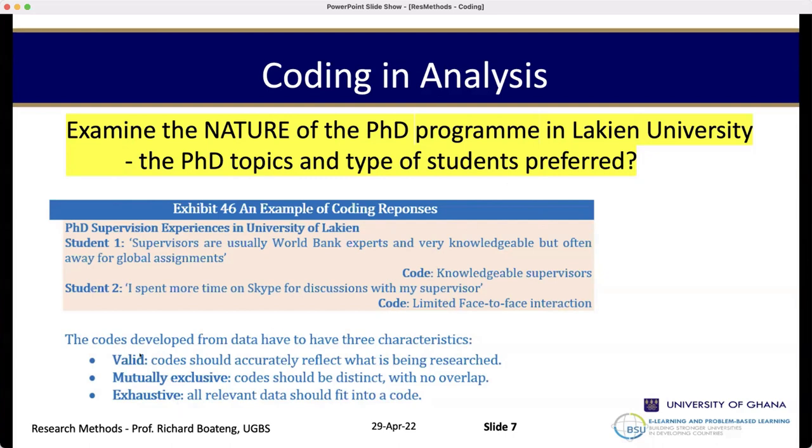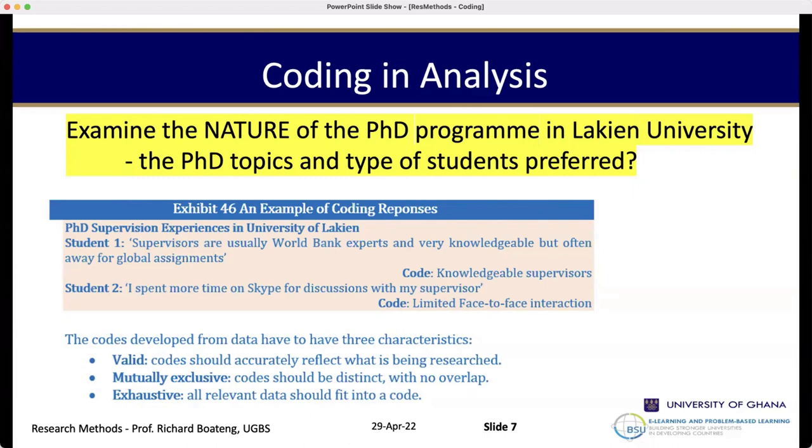Whatever code you're going to choose, you have to make sure the codes are valid. The code should reflect what is being said and reflect what is being researched. So you can't just go and bring codes out that are not relevant to what is being discussed and what is being researched on. So your research focus should guide you in choosing your code or your label.